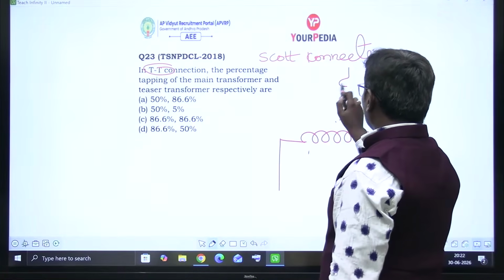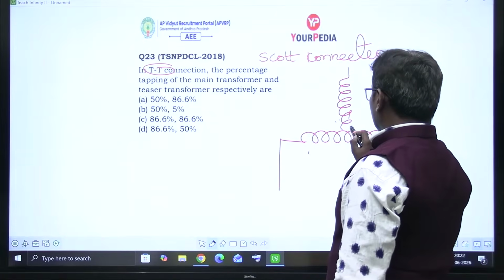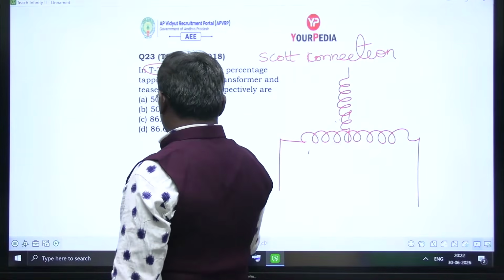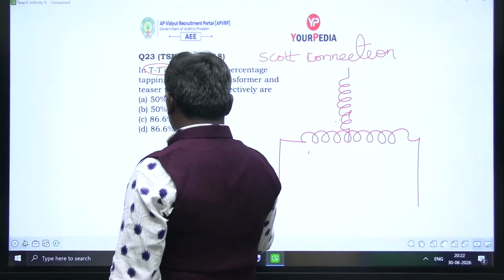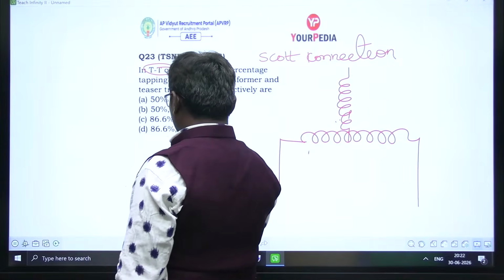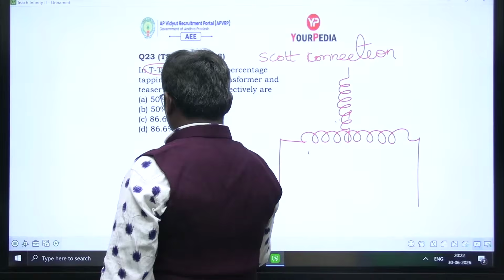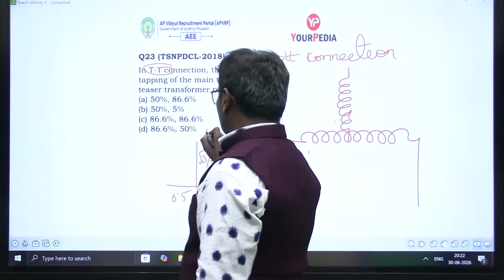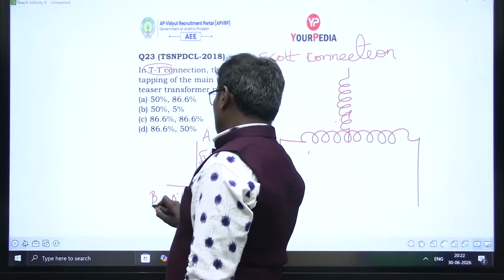So T is a transformer. Primary is these three phasor transformer primaries. See here, this value is root 3 by 2, and this value is 0.5, and this value is 0.5. What is the total value? Let us say this is called the A, and this is called the B, and this one is called the C.